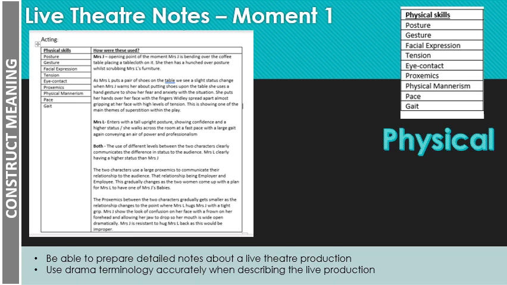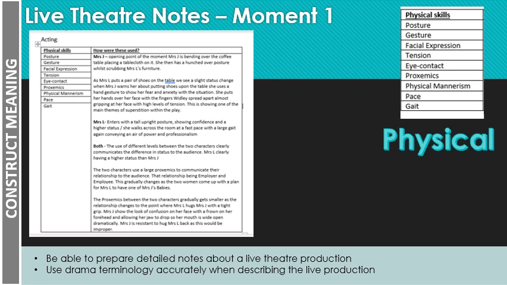The two characters use a large proxemics to communicate their relationship to the audience. At the beginning, the relationship being the employer and the employee. This gradually changes as we see the two women coming up with a plan for Mrs. Loynes to have one of Miss Johnson's babies. The proxemics between the two characters gradually gets smaller as the relationship changes to a point where Mrs. Loynes hugs Miss Johnson with a tight grip.